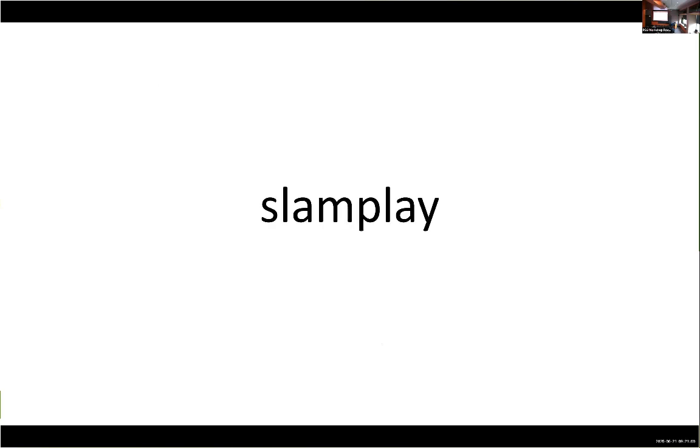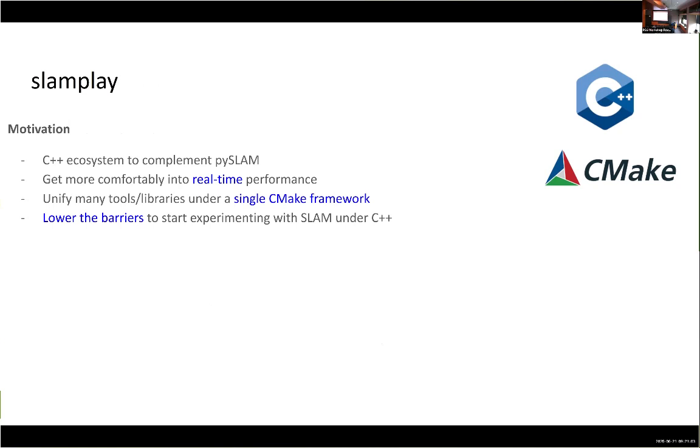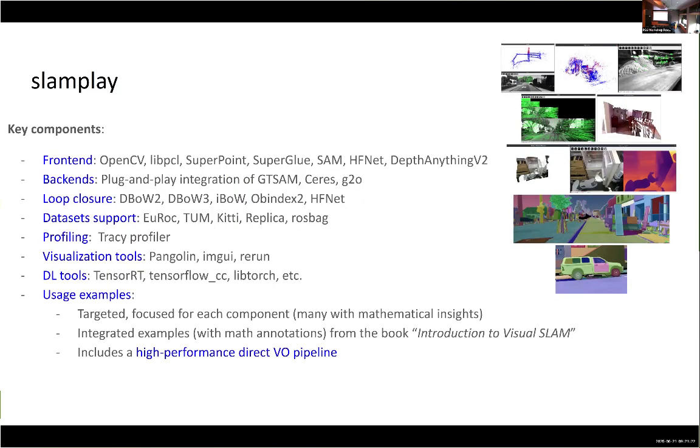So just quickly mentioning slamplay because I ran out of time. Slamplay is a C++ ecosystem, complementary to pySLAM. It's a single CMake framework that integrates many libraries. Very quickly, on the front end, we have very classic OpenCV, libpcl tools, then SuperPoint, SuperGlue, SAM, HFNet. I mean, you can see the list without reading, and many backends, also loop closure. So basically all the modules that we have in pySLAM, we have them also in slamplay.